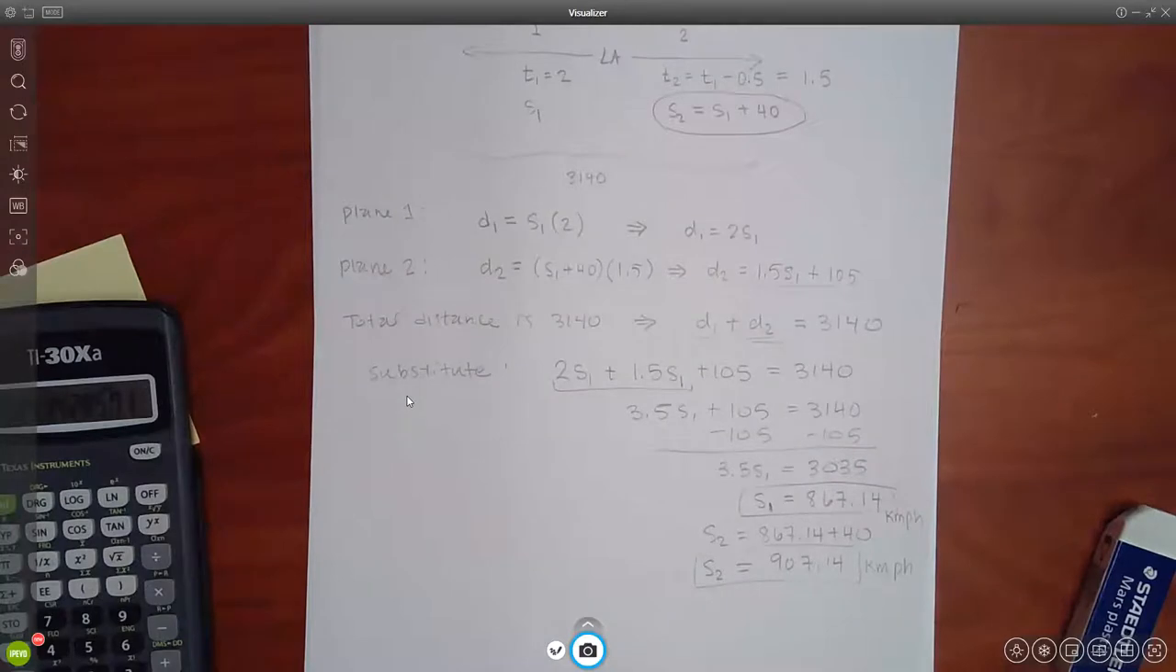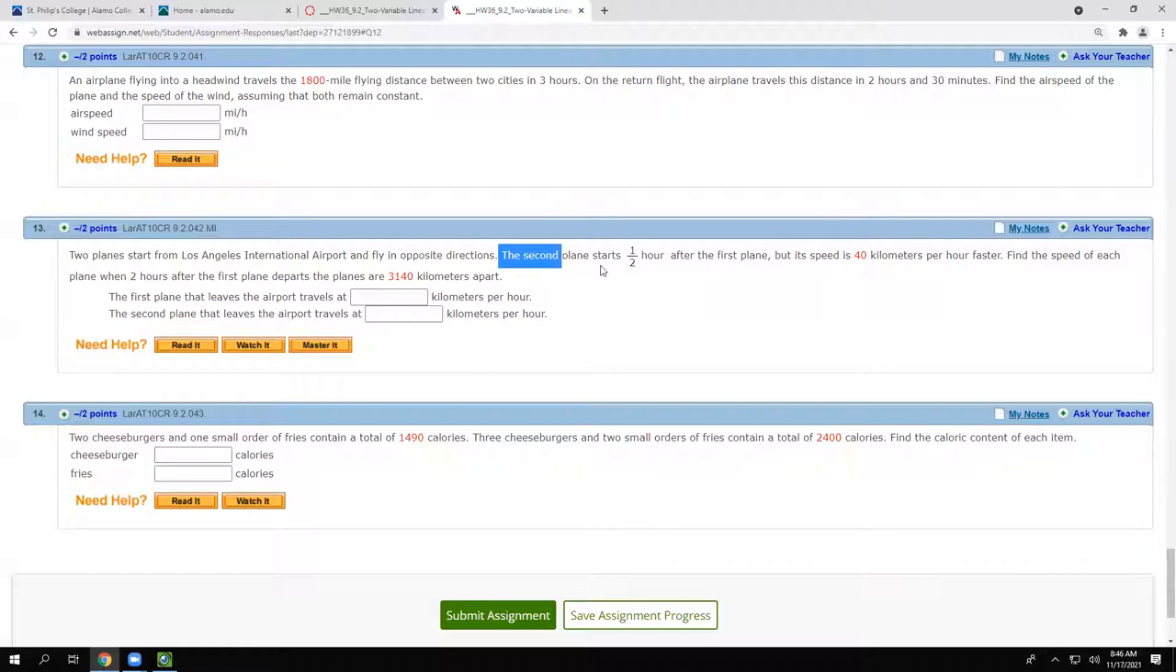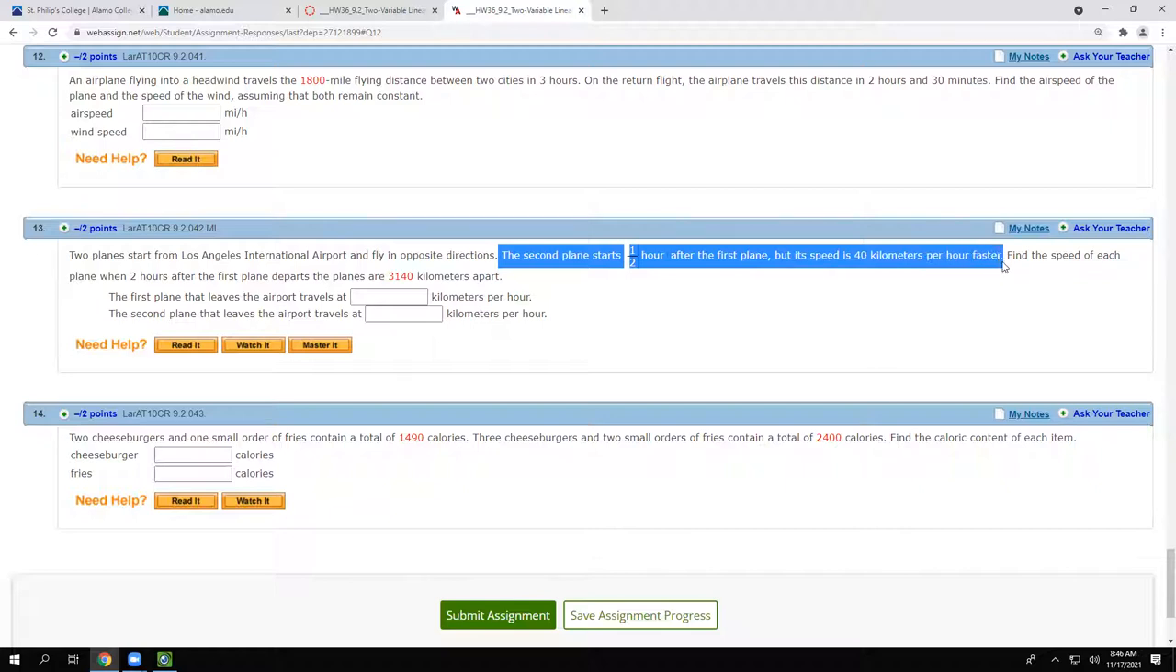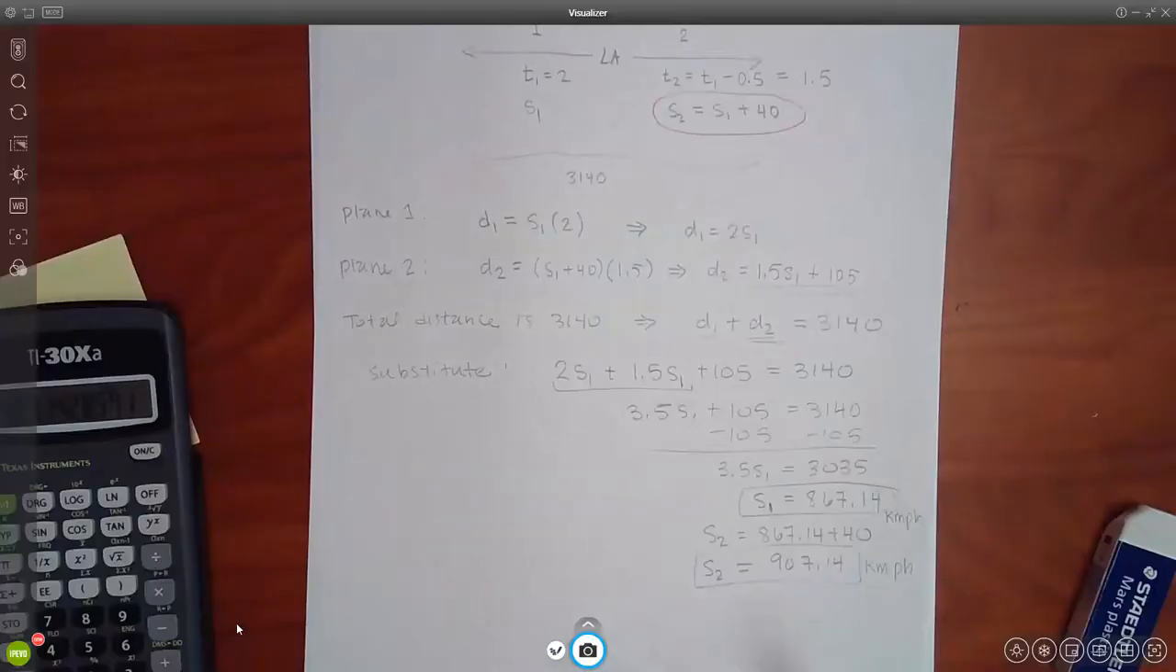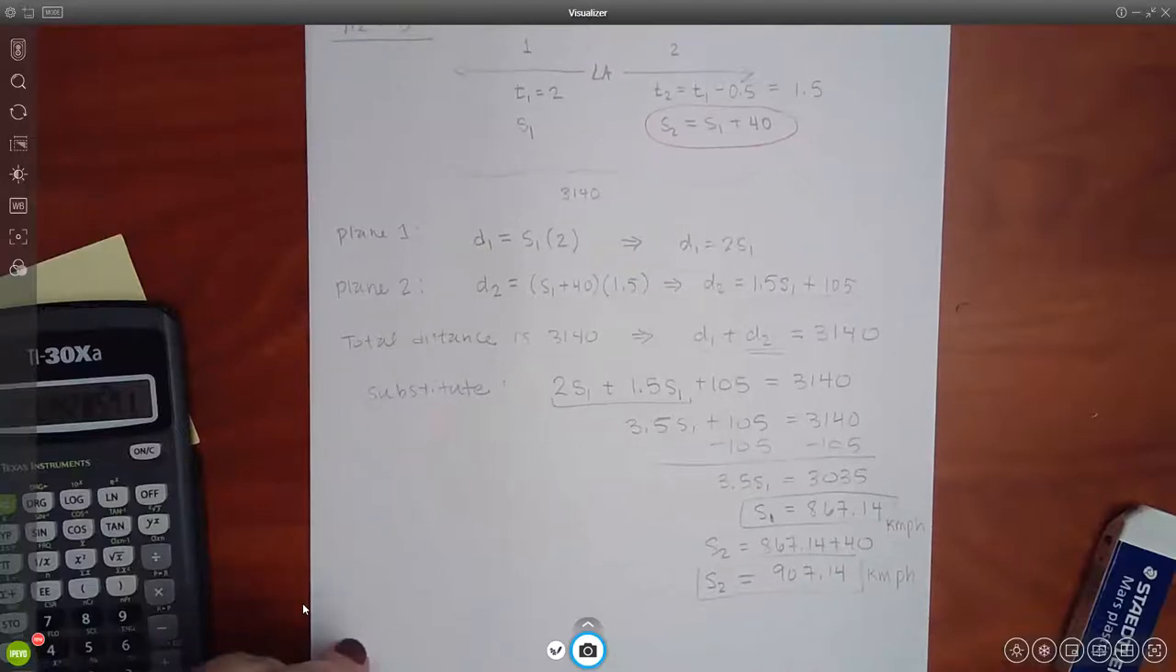That one was from the paragraph and it said that the speed, I'll read it to you. It says the second airplane starts a half hour after the first one, but its speed is 40 miles per hour faster. And so that's why you would have to add 40 to the speed. And it came out true, right? Isn't my second plane faster than my first plane? Right? So that one was a little bit weird. But I like to just talk it out and then see what we have and figure out what to do from there.